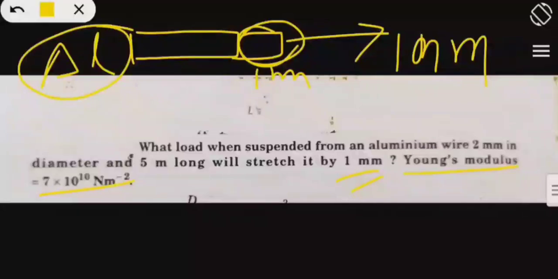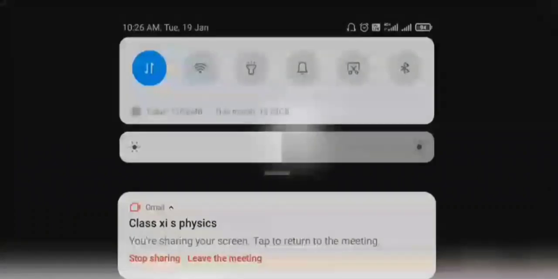So we need to find what load, when suspended from the aluminum wire. We need to find what load must be attached to the aluminum wire so that this wire will be elongated up to 1 mm. This elongated length will be 1 mm.